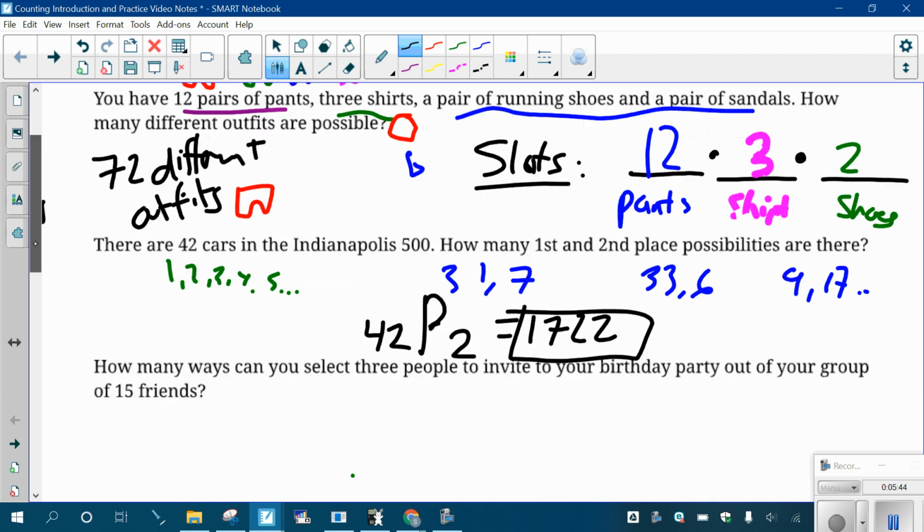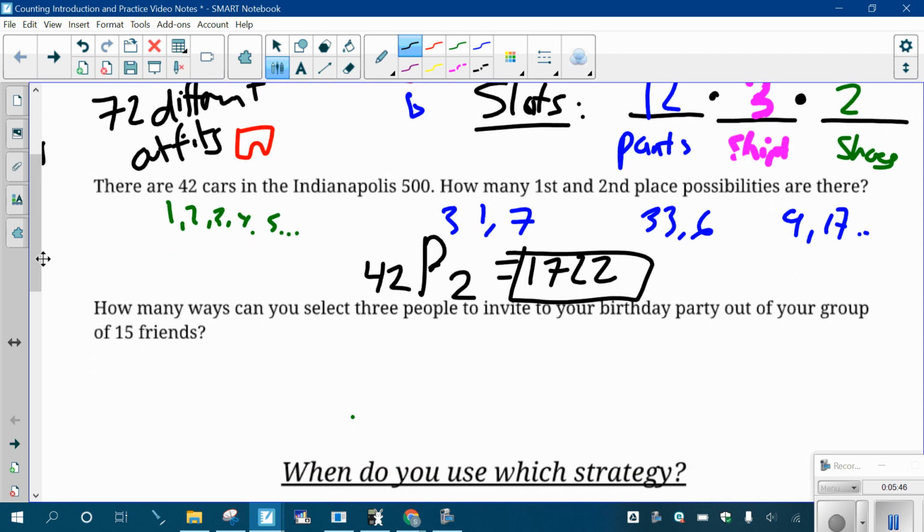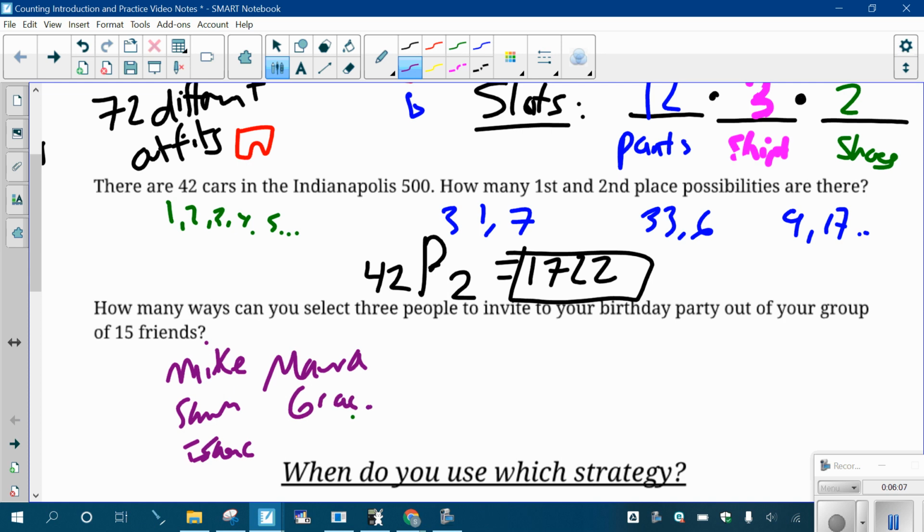Okay? Third situation. It says, how many different ways can you select 3 people to invite to your birthday party out of your group of 15 friends? Okay, so you got 15 friends. You got Mike and Sarah and Isaac, and Maura, Grace. You have 15 friends. And you want to select 3 of them to come to your birthday party. So you want to pick Isaac, Maura, and Mike. Or you could pick Grace and Sean. There's all these different possibilities.